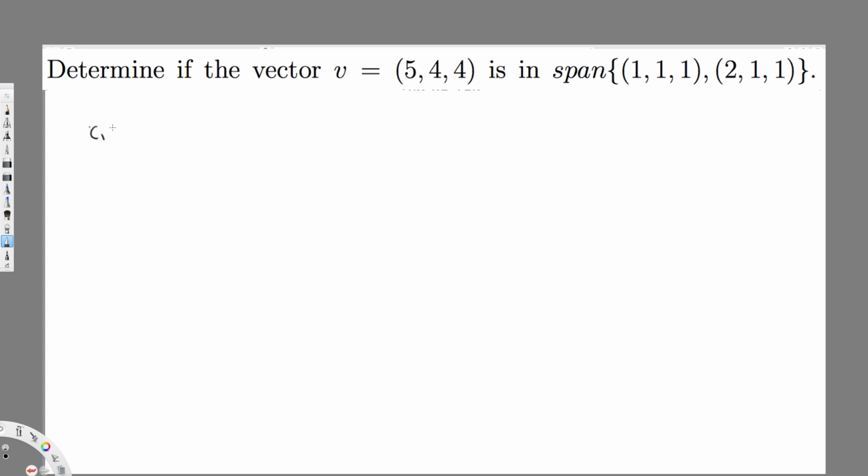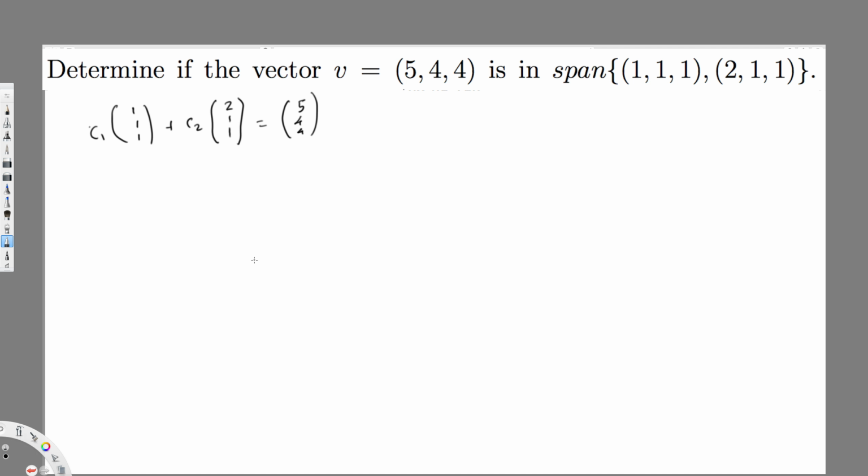Let's see, this is C1 and this is going to be (1, 1, 1). I write it vertically, therefore it will be easier to do this. Then plus it's going to be C2, and here we have (2, 1, 1) right here. Then I'm going to equate it to (5, 4, 4).